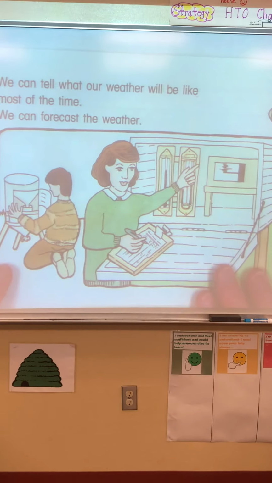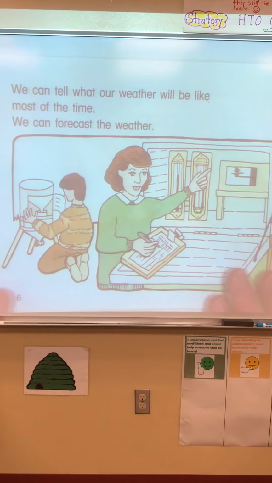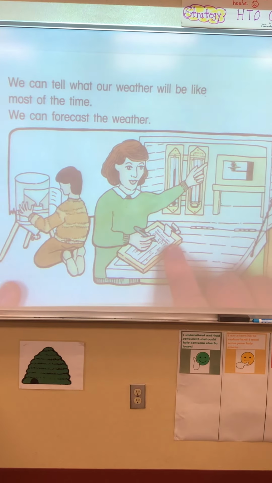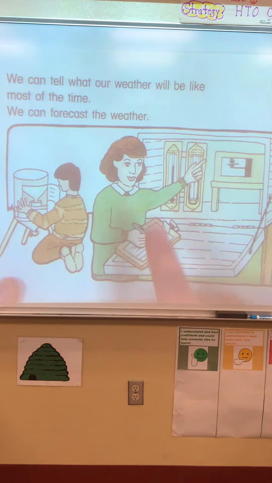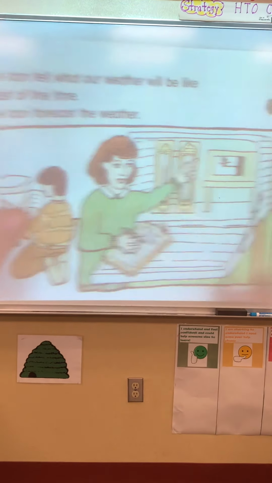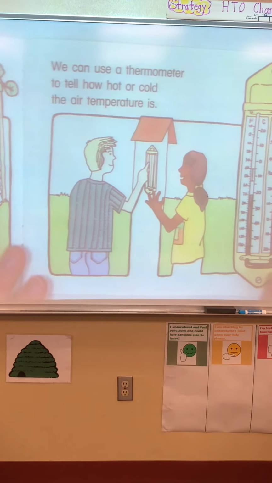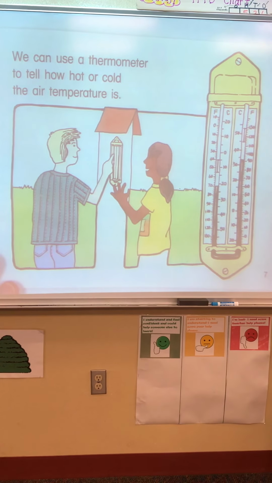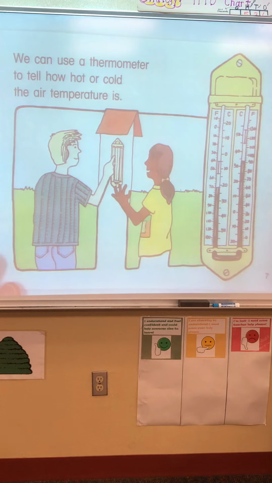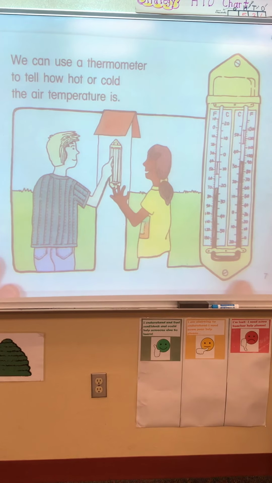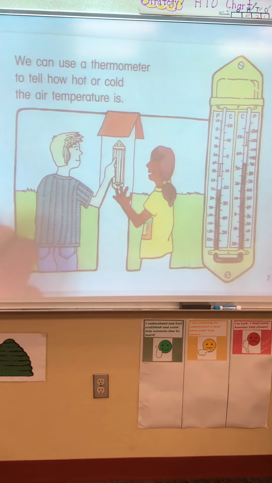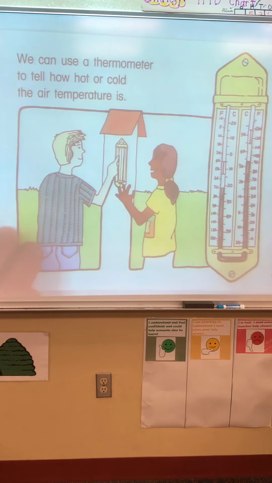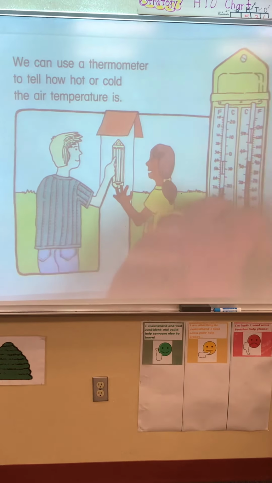We can tell what our weather will be like most of the time. We can forecast the weather. And those are like our meteorologists, they tell us what's going to go on with the weather. Oh, an important tool. We can use a thermometer to tell how hot or cold the air temperature is. Thermometers tell us whether it's going to be hot and we can wear clothes that'll keep us cool, or whether it is cold and we need coats.